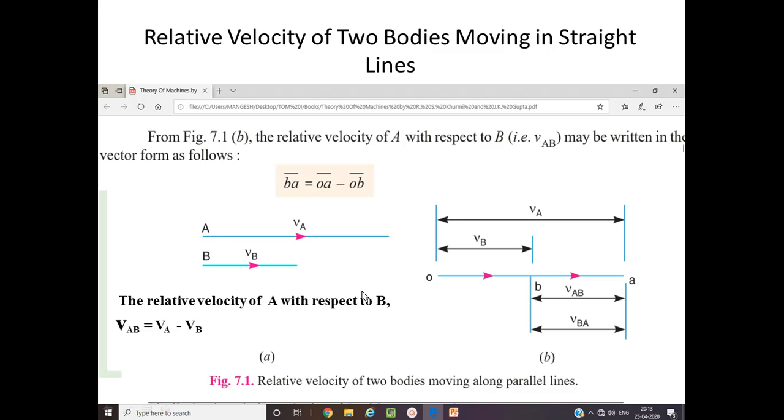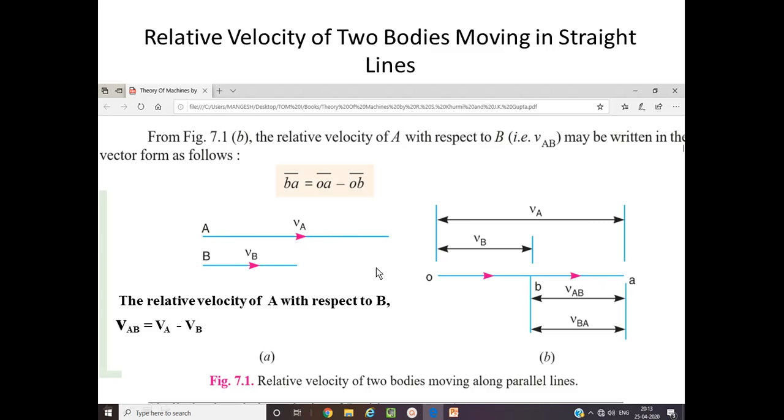For that, we are considering one fixed point, and we have drawn one vector, OA vector, which is equivalent to the velocity of body A. OA vector is drawn to some suitable scale. If I am saying that velocity of A is equal to 10 meter per second, then I will take a scale of 1 centimeter equal to 1 meter per second, and according to that, the magnitude of velocity of A will be equivalent to 10 centimeter. So I will draw one vector OA bar whose magnitude will be 10 centimeter, but what about direction? Direction will be similar to the direction in which body A is moving.